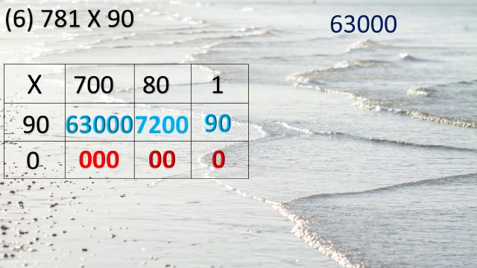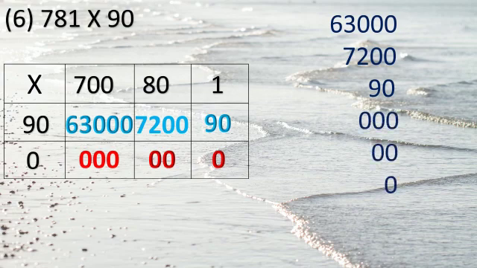First 63,000 plus 7,200 plus 90 plus 000 plus 00 plus 0. So after adding, students will get the answer as 70,290. After doing the addition of all these numbers, we will get the final answer as 70,290. So all these 6 sums of page number 58 I have solved, and students, you have to solve on your own in your combined book all these 6 sums. Is that okay? Yes.